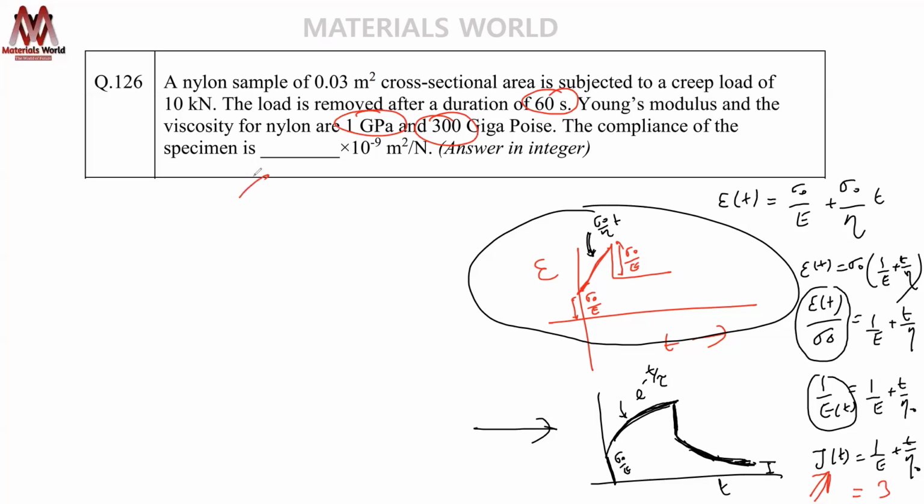Actually, it should be mentioned in the question itself which model you should use to estimate compliance, or which creep model you want. But we'll try to figure out what is the best one. Now, this is the actual polymer, which has viscous plus elastic behavior, actual creep behavior.